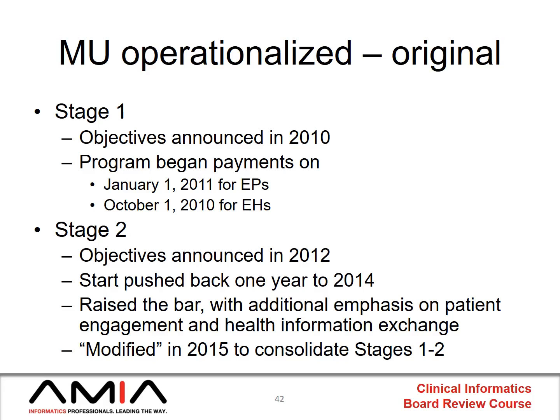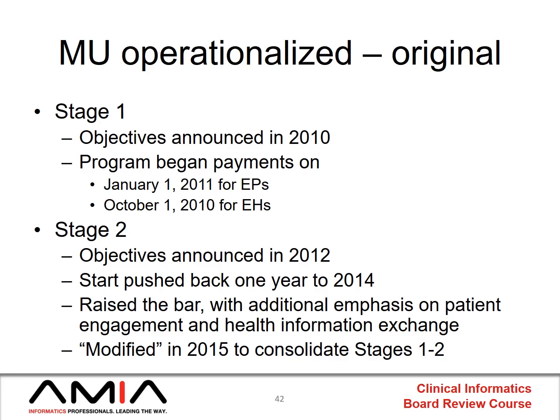How was Meaningful Use operationalized? Well, stage 1 began in 2010. The objectives were announced early in the year, and the program began payments starting at the beginning of 2011 for eligible professionals and in October of 2010 for eligible hospitals.